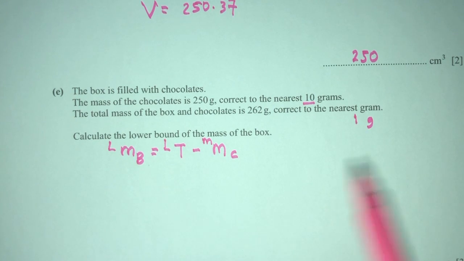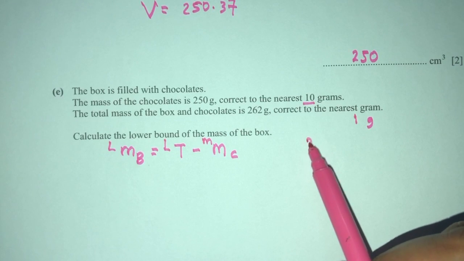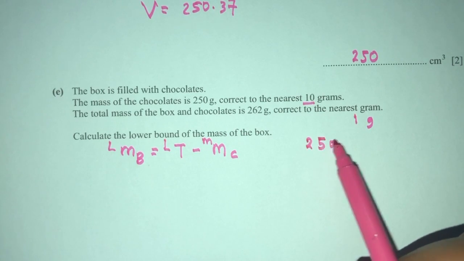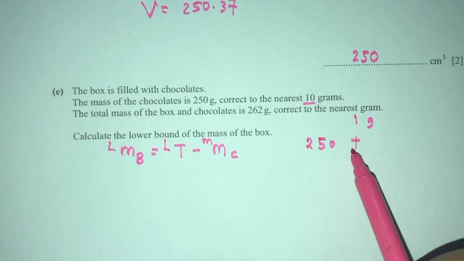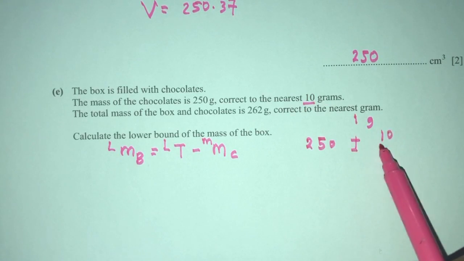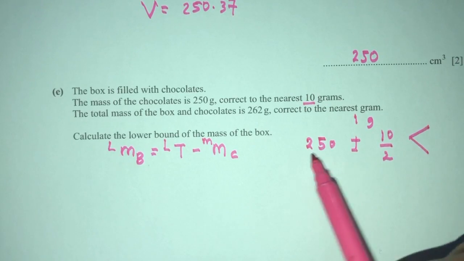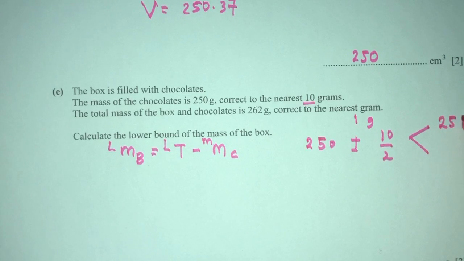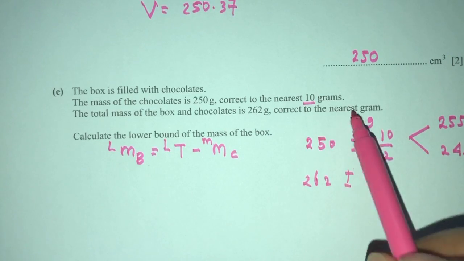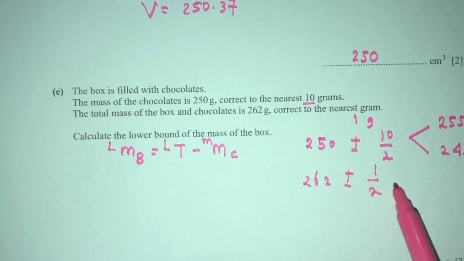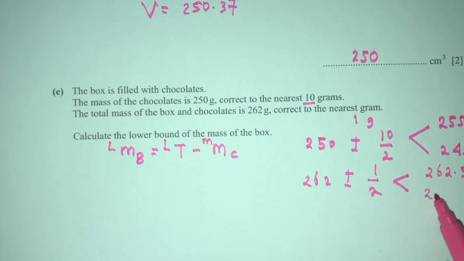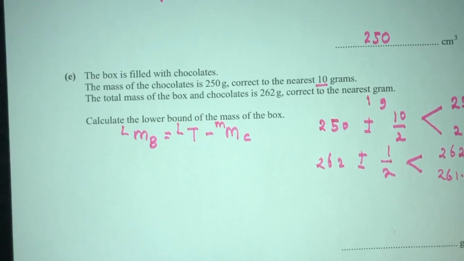So taking the minimum minus the maximum so that you can have the minimum answer. So let's find out. For this one, we have to find the lower and upper bound. Take the value measured, plus or minus the nearest value divided by 2. That will be 255 and 245. And for this one, same thing, 262 plus or minus the nearest 1 gram divided by 2, that will be 262.5 and 261.5.